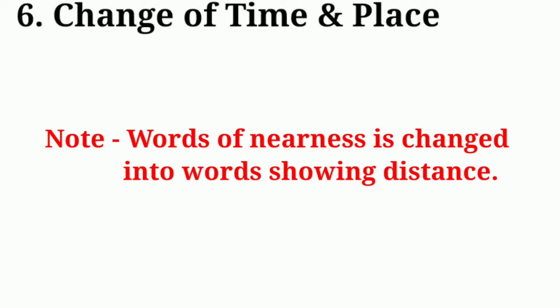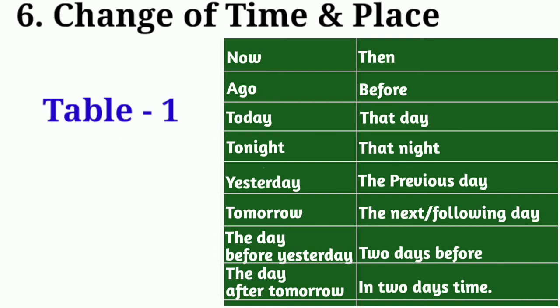So let's observe the sixth change. This is change of time and place. Here, words of nearness are changed into words showing distance. Here also we'll observe two tables. Table 1, showing time reference. Means here we change now into then, ago, before, today, that day, tonight, that night, yesterday, the previous day, tomorrow, the next or following day, the day before yesterday, 2 days before, the day after tomorrow, in 2 days' time. So this is table 1.